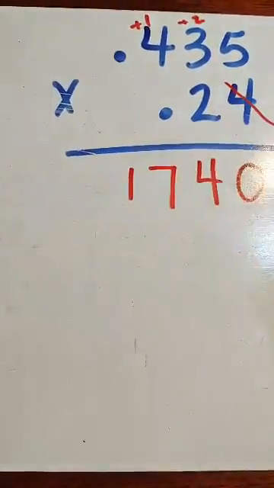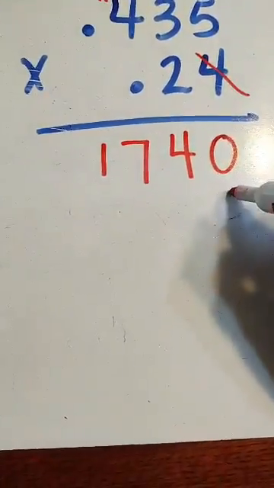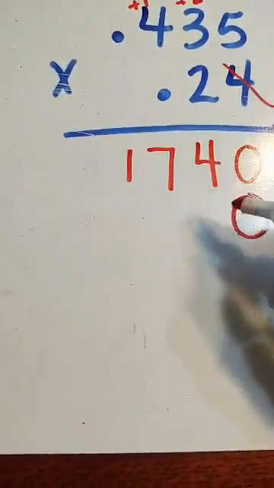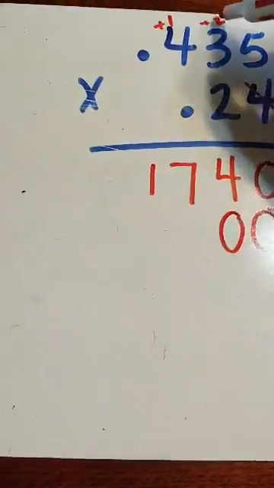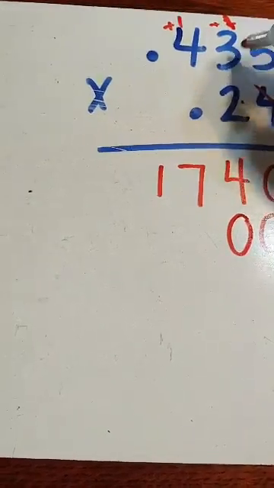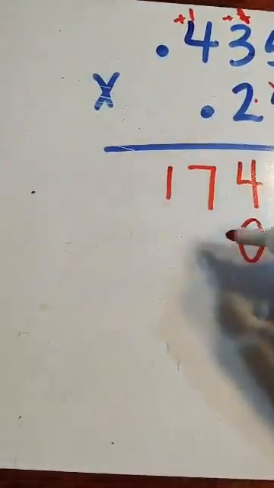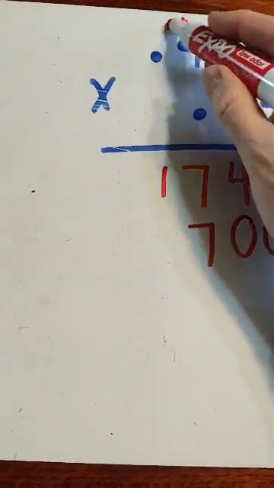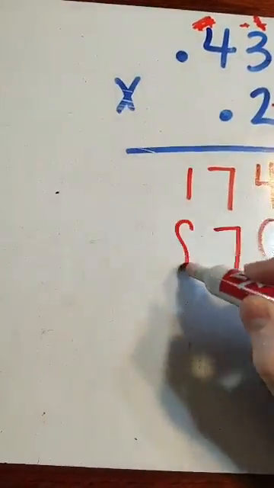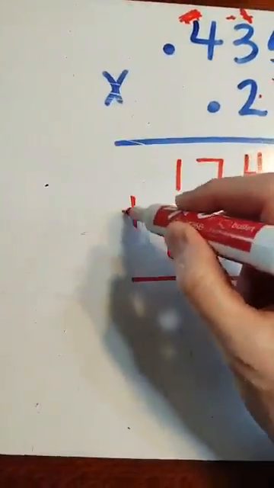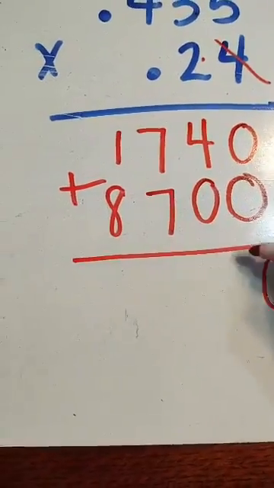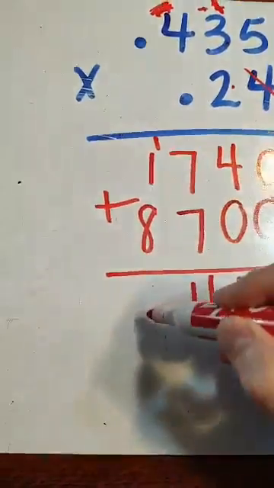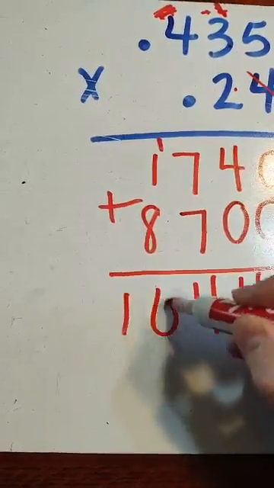I'm done with my 4, but I need another row, so I put a 0 placeholder for my second row. 2 times 5, 10. 2 times 3 plus 1, 7. 2 times 4, 8. I'm ready to add. Okay, 0, 4, 14, and 10.